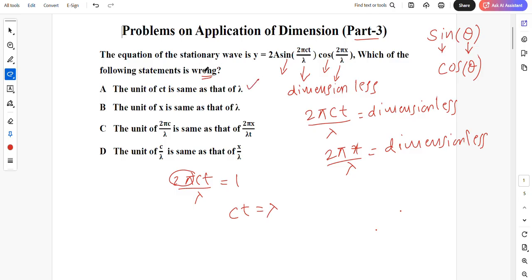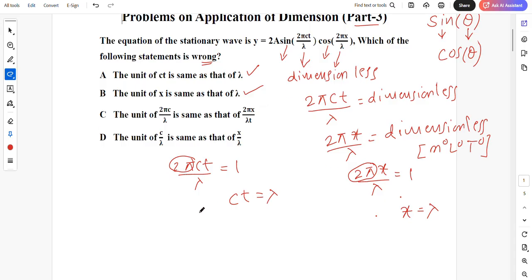Okay, they're asking the wrong option. The unit of ct is same as that of lambda. The unit of x is same as that of lambda. We'll see here. 2 pi x by lambda is dimensionless, which means M to the power of 0, L to the power of 0, T to the power of 0. Therefore that is equal to 1, and you can neglect this constant. x is equal to lambda. Yes, unit of x is same as that of lambda. This is also correct.